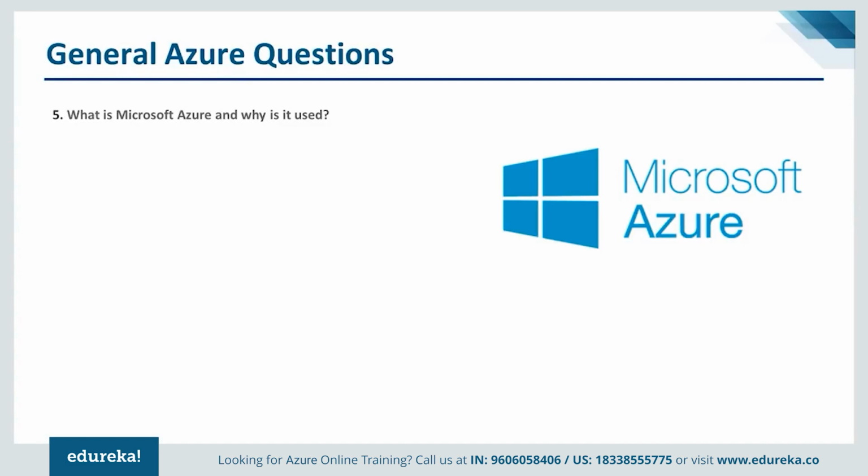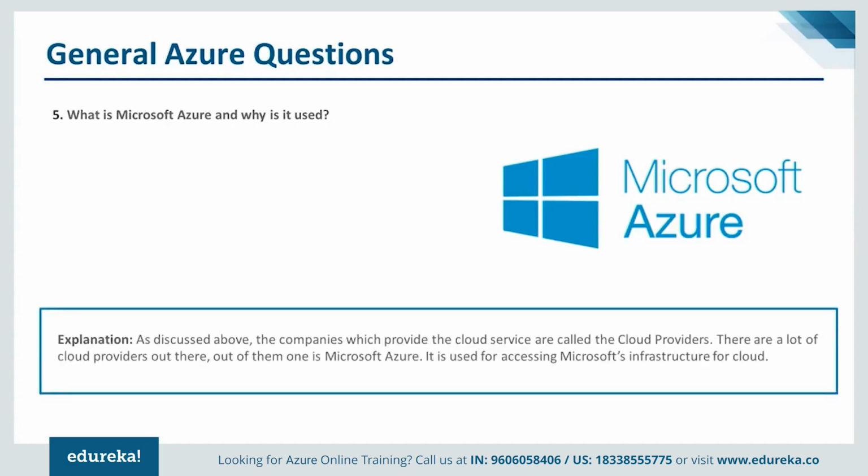As I initially said, Azure is Microsoft's public cloud. Let's see how it works. We have a definition on the next slide. As discussed above, the companies which provide cloud services are called cloud providers. I explained this in the first slide. I explained about Google, which is a cloud provider, and AWS, which is a cloud provider. And then I talked about Azure, which is a cloud provider.